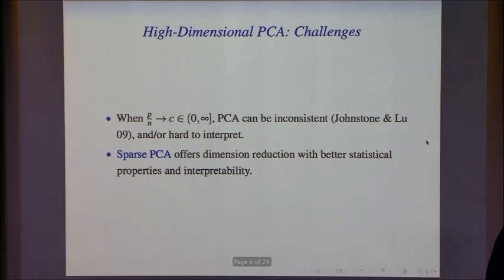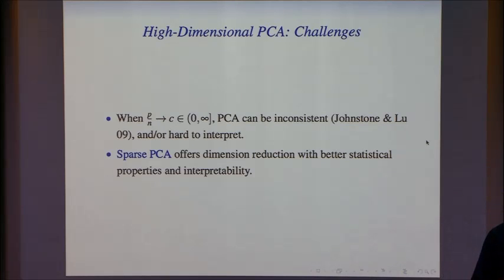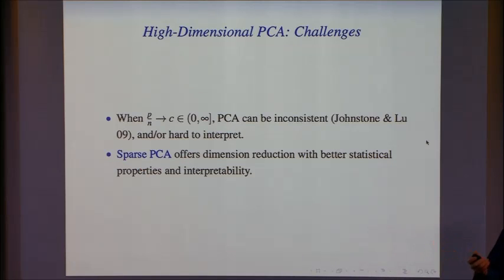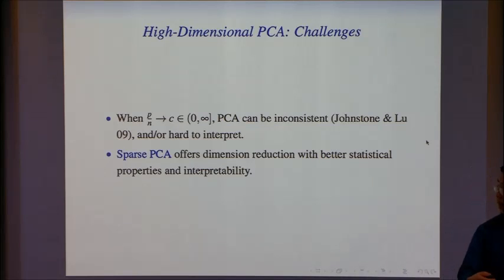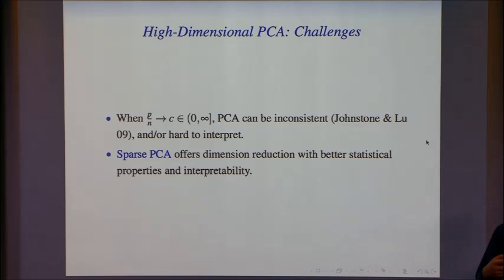Right. Now, when the number of parameters or number of variables is large, in the sense that P over N converges to something other than 0, or even infinity, PCA can be inconsistent in very simple models. So we would like to do something else to take advantage of some structure in the data, and Sparse PCA is one of them. It offers simultaneous dimension reduction and variable selection. And it has better statistical properties, we will see later, and obviously better interpretability.